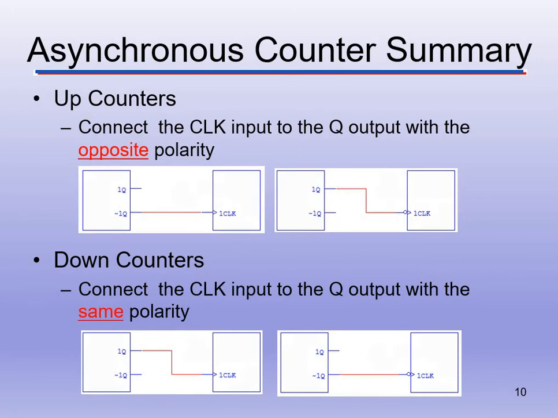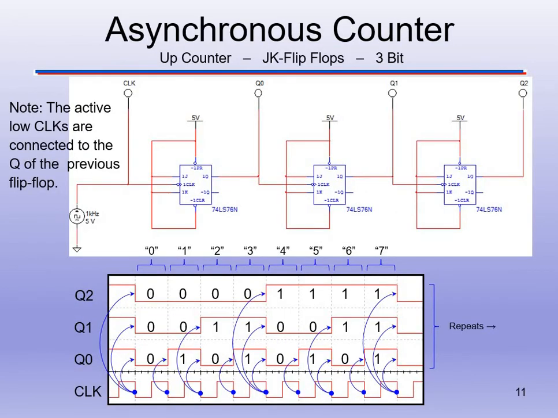And look at the down counter. If we want to go down counter and there's no bubble inverter on the clock, we're going to come out of Q. If there's a bubble inverter before the clock, we're going to come out of Q bar. So that's how we know the difference between if we're going to use an up counter or a down counter, what it looks like on our schematic. And it doesn't matter if we're going to use a JK flip-flop or a D flip-flop. The principles behind the up and down counter are the exact same for the clock.